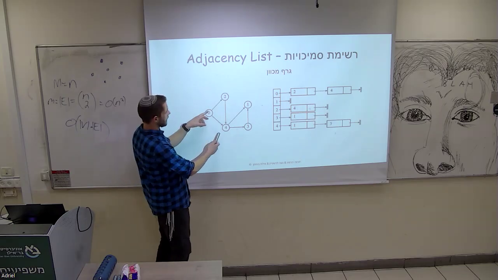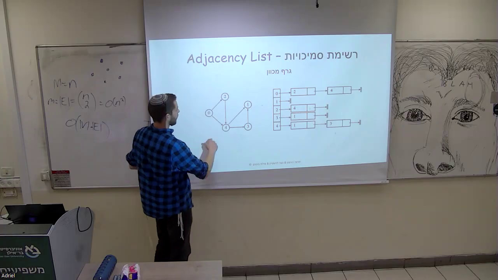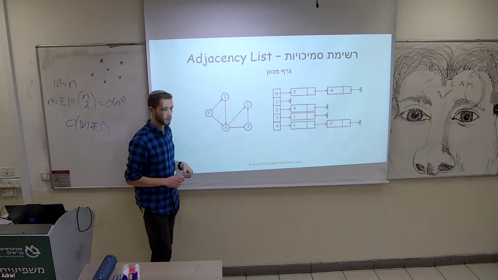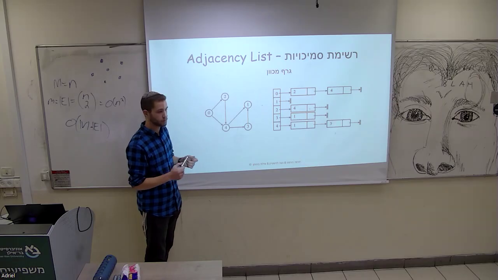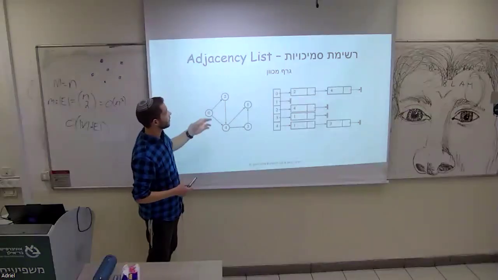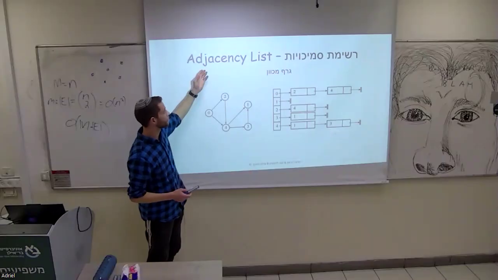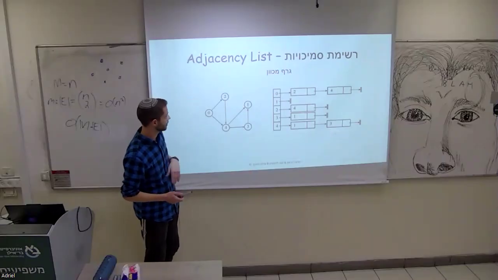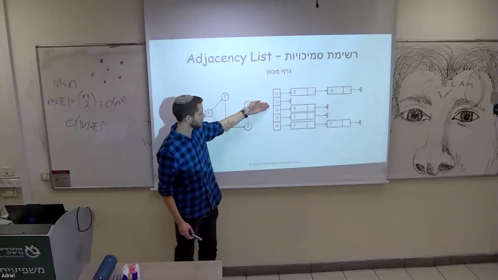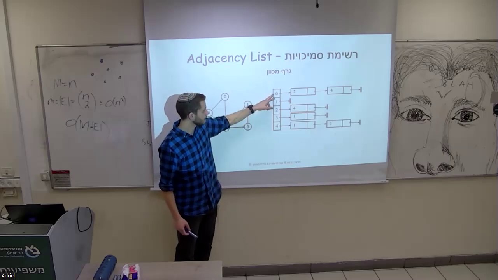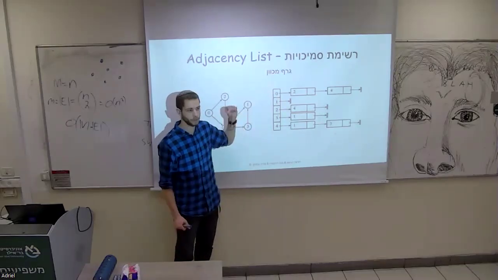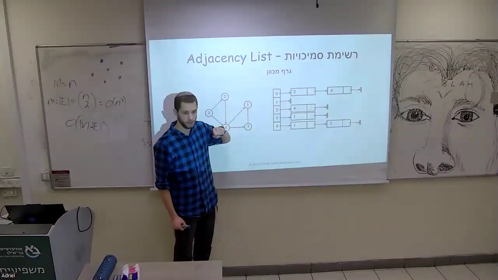A neighbor, if you want to define it: if there's an edge between two vertices, they're neighbors. All right, so for a directed graph, what does an adjacency list look like? We have basically an array of all our vertices, and for every one we keep a linked list of all of its neighbors.